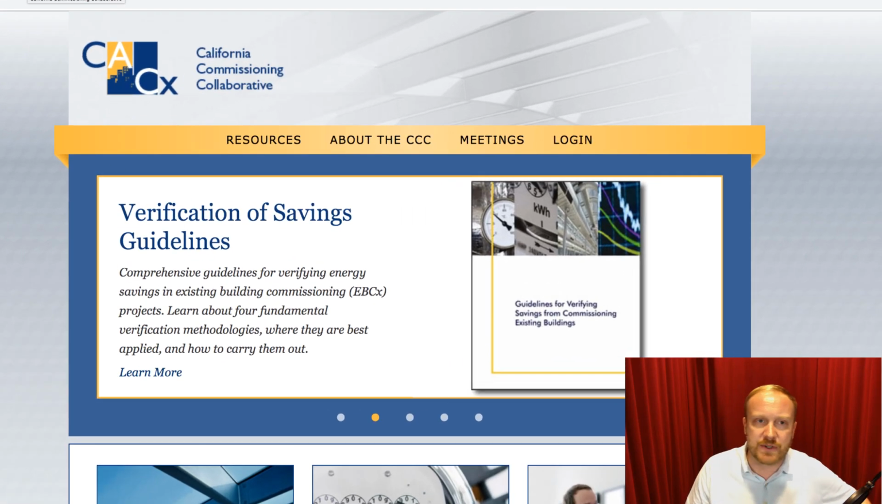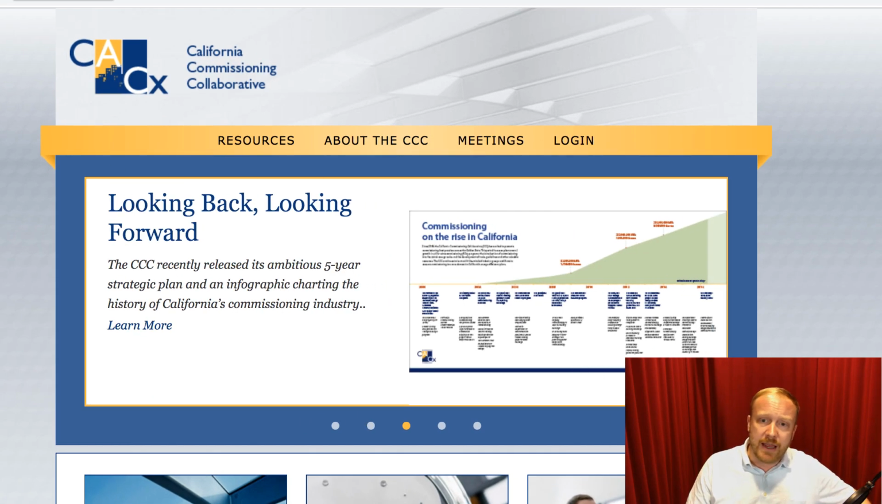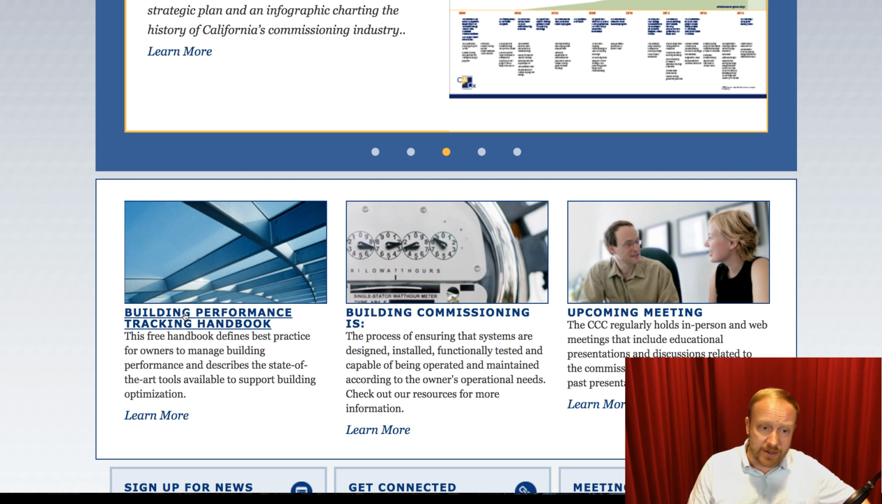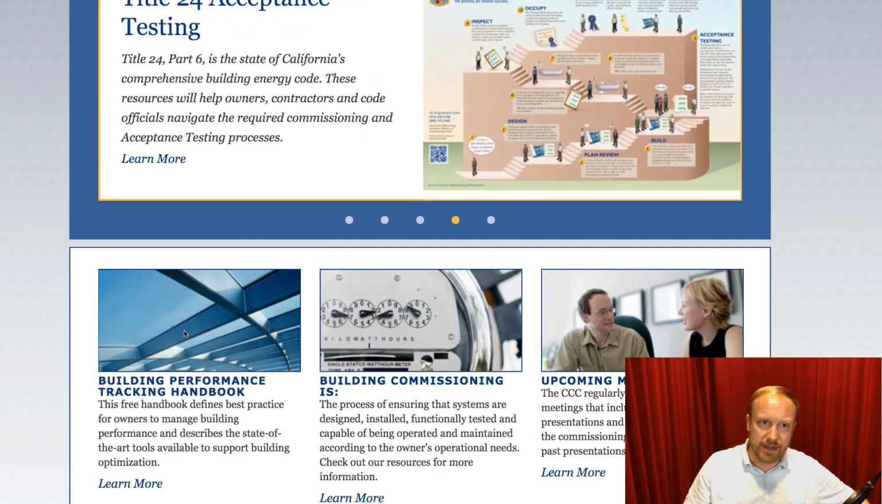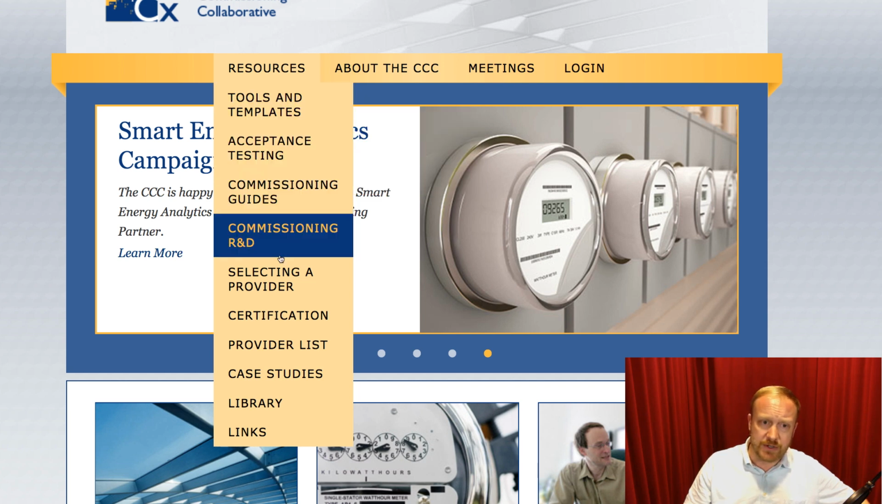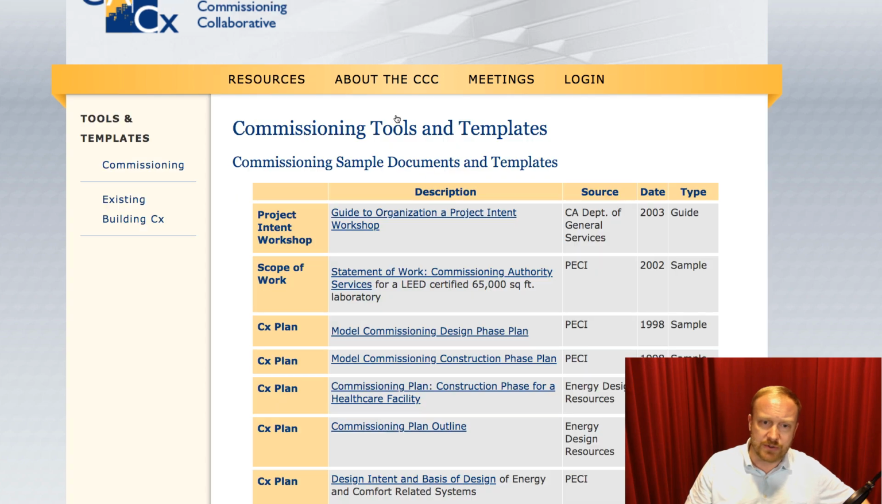There's another resource that was developed by the California Commissioning Collaborative, and it also includes a lot of resources focused on commissioning, what it is. There's performance tracking. There's a whole handbook that focuses on how to collect data from buildings and use that for analysis. There's a lot of resources, including commissioning guides, R&Ds. There are some tools, new construction tools, which you can check out.